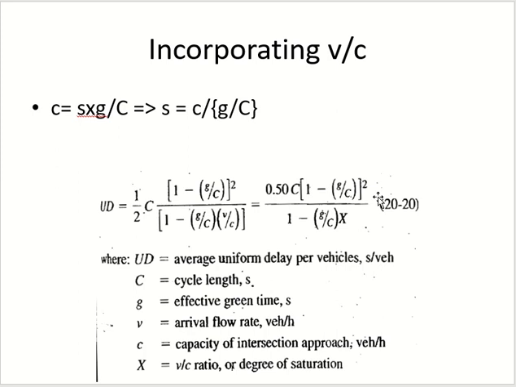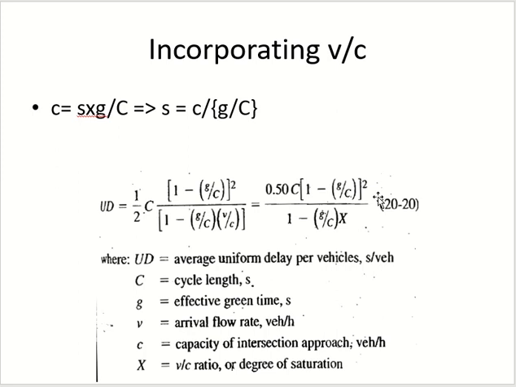What is G? Effective green. And C? C is cycle length, very good. C is cycle length. This is small c capacity, capital C is cycle length.